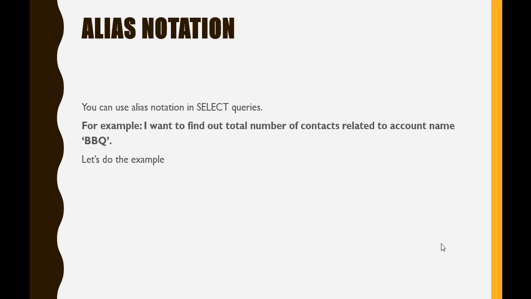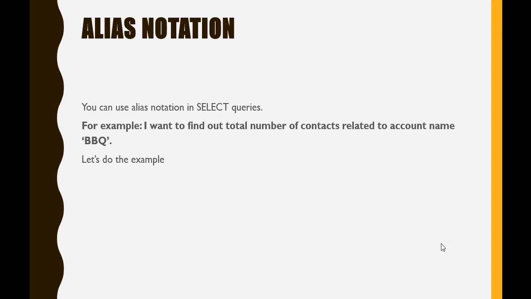Now we have the alias notation. Alias is giving another name. So you can use alias notation in select queries also. So let's say I wanted to find out the total number of contacts related to the account name barbecue.